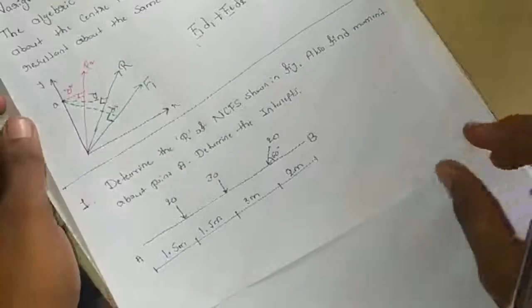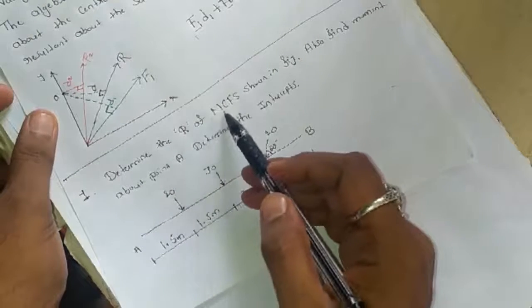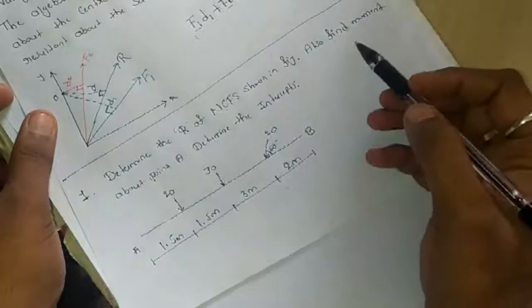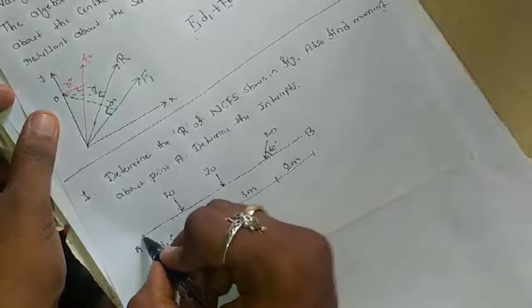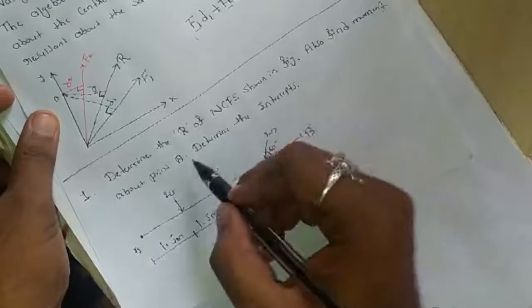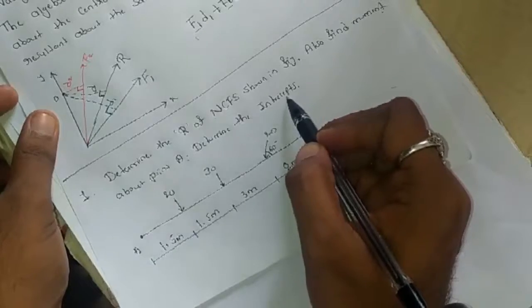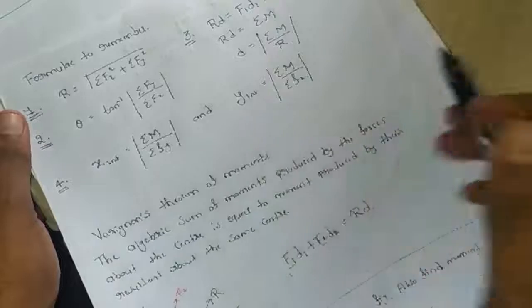Okay, so the question here is: determine the resultant of the non-concurrent force system shown in the figure. Also find the moment about point A. This is point A. And determine the intercepts. Intercepts means the value of d, the value of x, and the value of y.